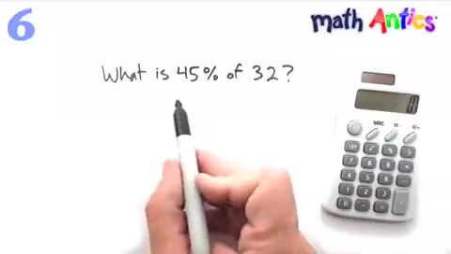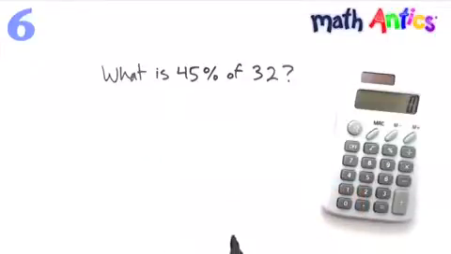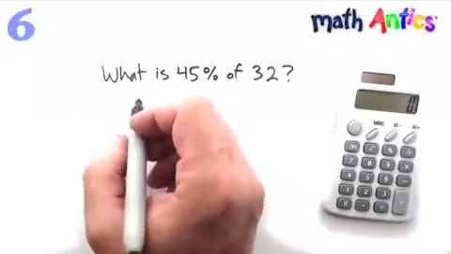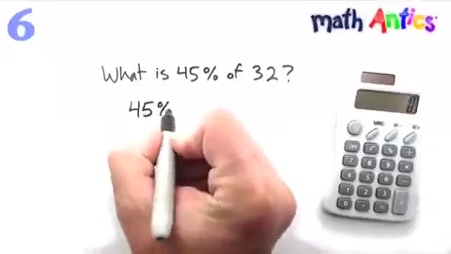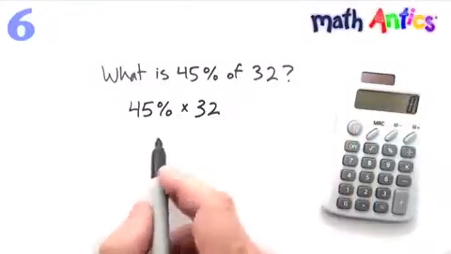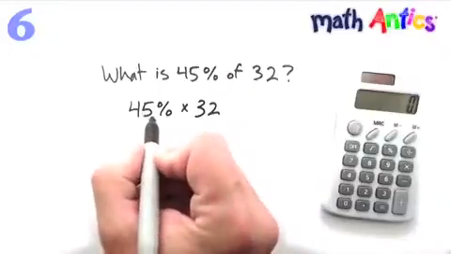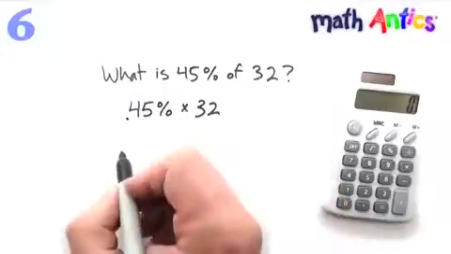And now we have what is 45% of 32. And once again, we get to use a calculator, so we'll be doing the decimal method. Let's rewrite it as a multiplication problem: 45% times 32. And now we'll write it in its decimal form. Remember, we just move the decimal point 2 digits to the left, which puts it right there.